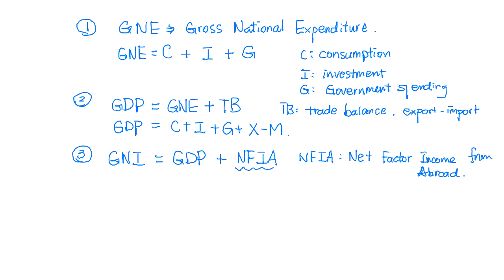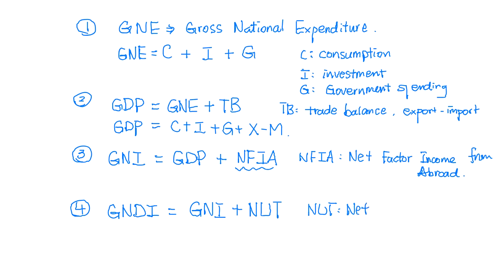Lastly, GNDI is equal to GNI plus NUT, net unilateral transfer.